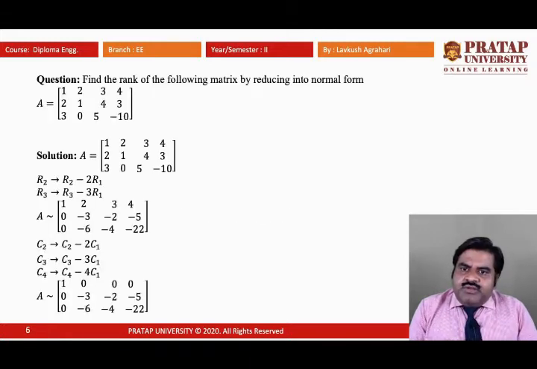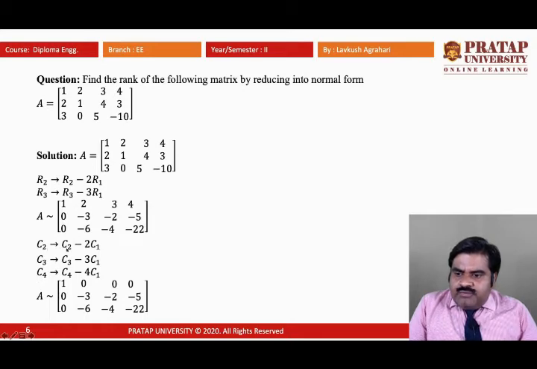We have one example. We have to find the rank of the matrix by converting it into the normal form. As we said, in normal form we can perform row operations as well as column operations. First we check that this element is 1, and we have to make the elements A21 and A31 equal to 0. For this we use R2 replaced by R2 minus 2R1, and R3 replaced by R3 minus 3R1. By this operation, the elements of the second row and the third row have changed.